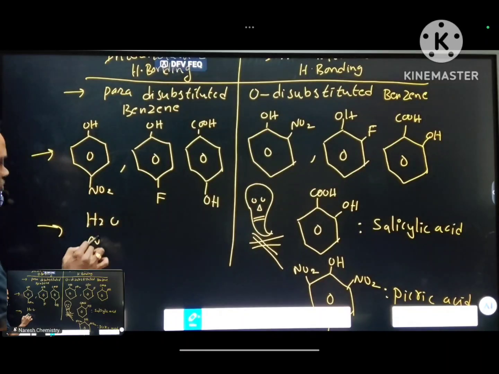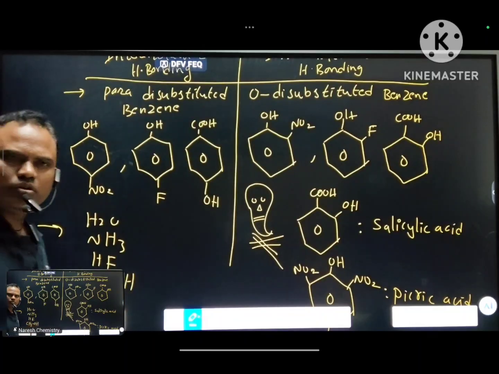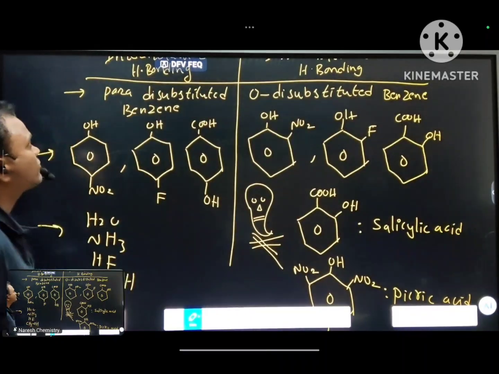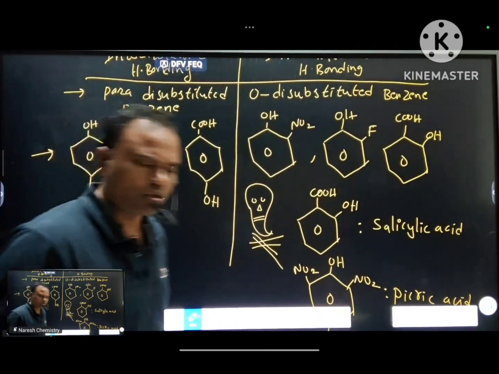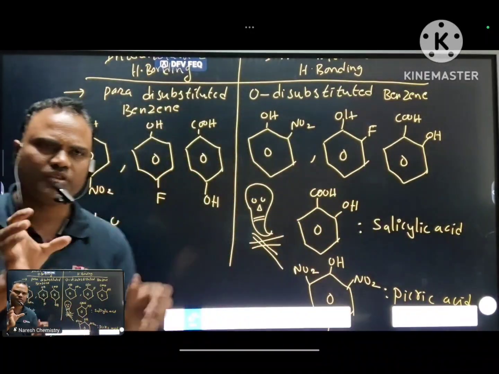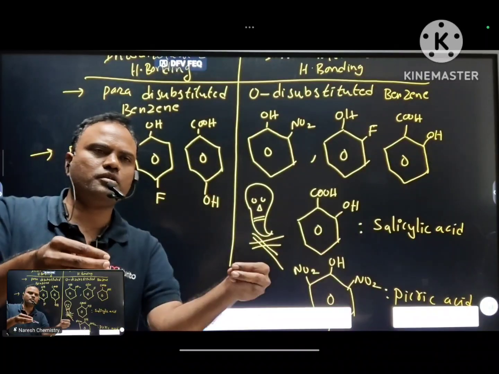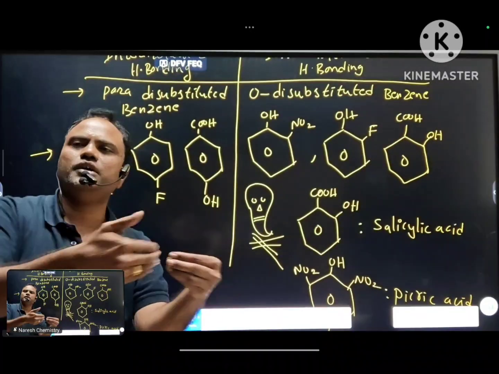See, H2O, NH3, HF, ethanol, methanol, all these are examples of intermolecular. One simple example: take water. Take one glass of water. In one glass of water, so many water molecules are present or not? Here one water molecule, here one water molecule. Between the two, hydrogen bond.